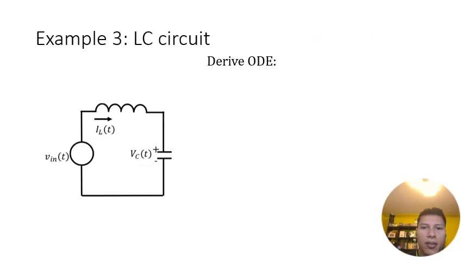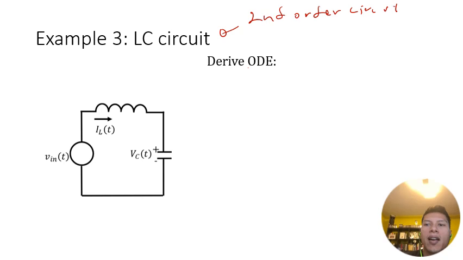All right, so now we're actually moving on to second order circuits. We're first going to look at our LC circuit, which will give us an undamped response. As we will see, our characteristic equation will have purely imaginary roots, and it's going to have exactly 2 of them. So we're first going to have to derive the ODE for this particular circuit.